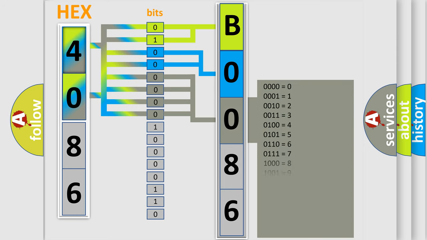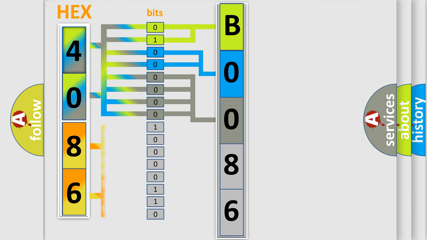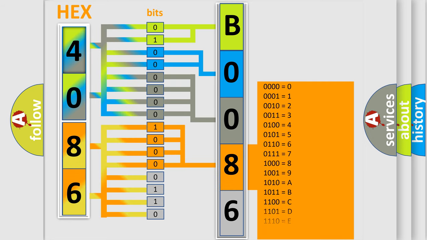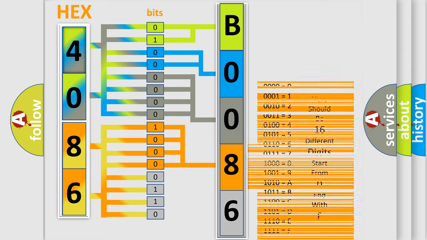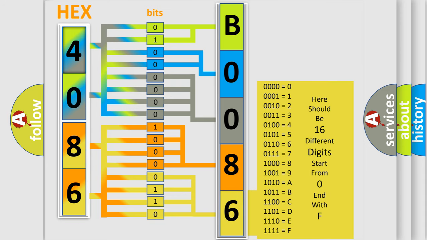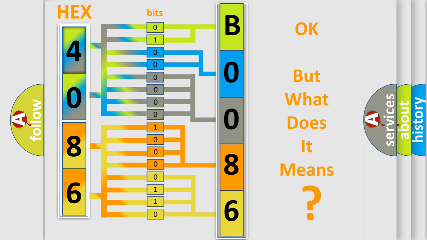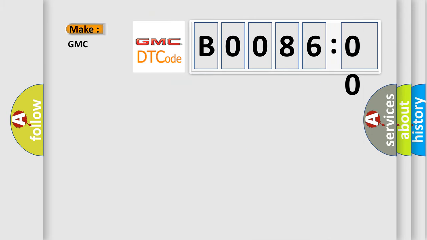The second byte is composed of a combination of 8 bits. The first 4 bits determine the fourth character of the code, and the combination of the last 4 bits defines the fifth character. A single byte conceals 256 possible combinations. We now know in what way the diagnostic tool translates the received information into a more comprehensible format. The number itself does not make sense to us if we cannot assign information to what it actually expresses. So, what does the diagnostic trouble code B0086-00 interpret specifically for GMC car manufacturers?